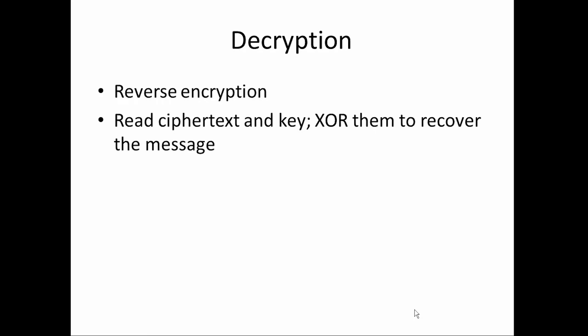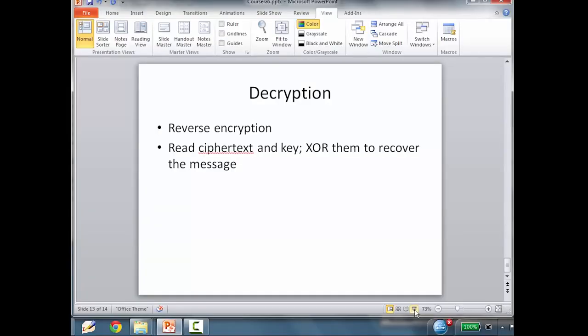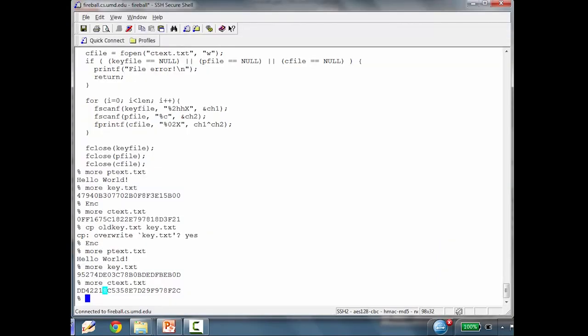Finally, we come to the decryption algorithm. Decryption is simply the reverse of encryption. What we do is we simply read the ciphertext and the key. Now they're both going to be represented in hexadecimal rather than ASCII. And we then XOR them to recover the message. And I can just walk you through that here.